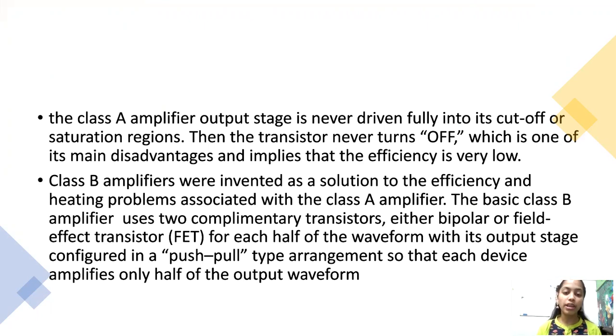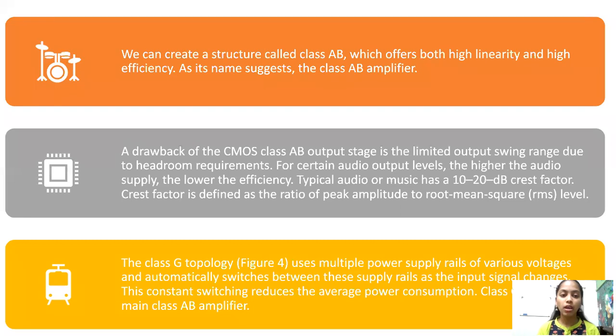Class B amplifiers were invented as a solution to the efficiency and heating problems associated with the Class A amplifier. The basic Class B amplifier uses two complementary transistors, either bipolar or field effect transistor FET, for each half of the waveform, with its output stage configured in a push-pull type arrangement so that each device amplifies only half of the output waveform. We can create a structure called Class AB, which offers both a high linearity and high efficiency. As its name suggests, the class B amplifier.